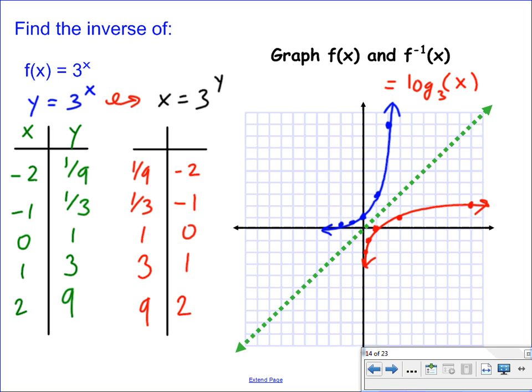And so f inverse of x equals log base 3 of x is the inverse function of y equals 3 to the x. The base in my exponential function is the base in my logarithmic function. To show the base in a logarithm, however, I write it as a little subscript. I write this as a little subscript down here.